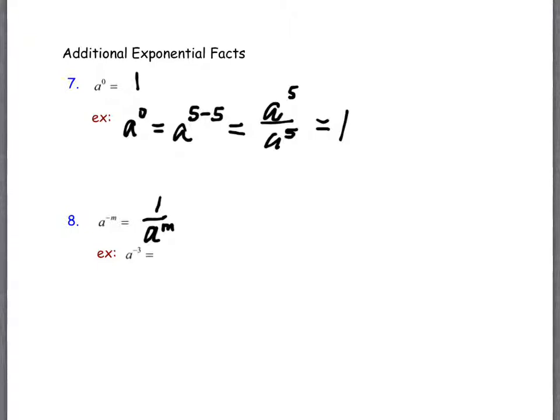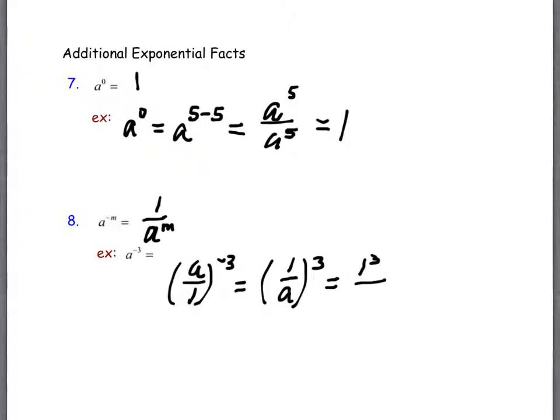So I'm going to do this with a to the negative 3. I'm going to write it as a over 1 to the negative 3. I can actually switch it to being 1 over a to the 3rd. And then I can apply that power 3 to the 1 and to the a. But what is 1 to the 3rd? It's just 1. So I end up with 1 over a cubed. Just like the original one said, I should end up with 1 over a to the m. Is that good? Okay.